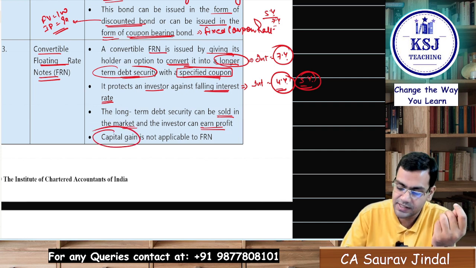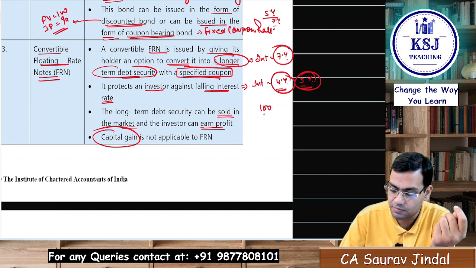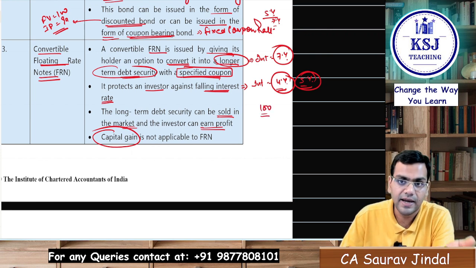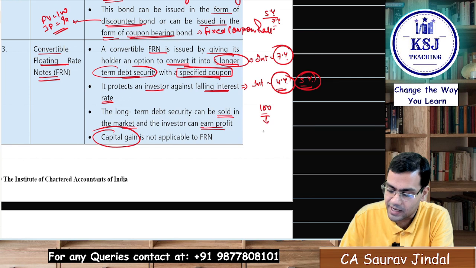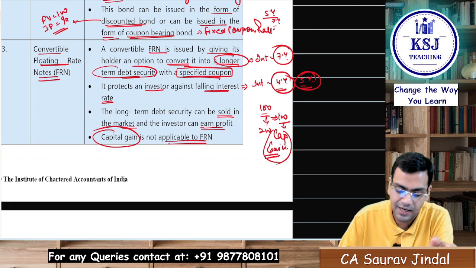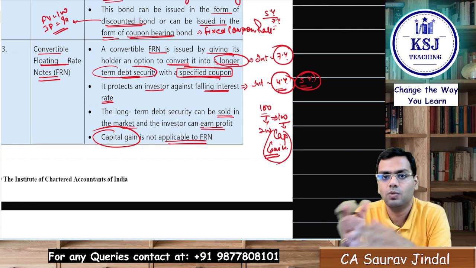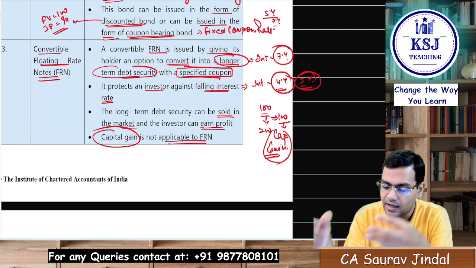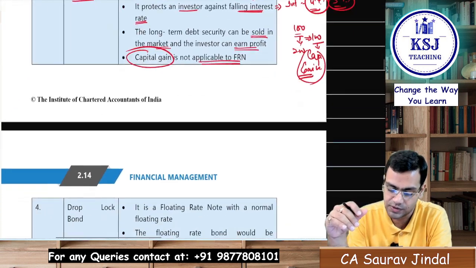The profit is the capital gain basically, right? If he has let's say invested 100 rupees in the bond that is converted into a debt, he gets a debenture, he goes to the market, sells it for 200. So here this 100 rupees is what? This is a capital gain for the person, right? Capital gain otherwise is not applicable directly to FRN, but if it is converted, go to the market, sell it, and then you can go for the profits.